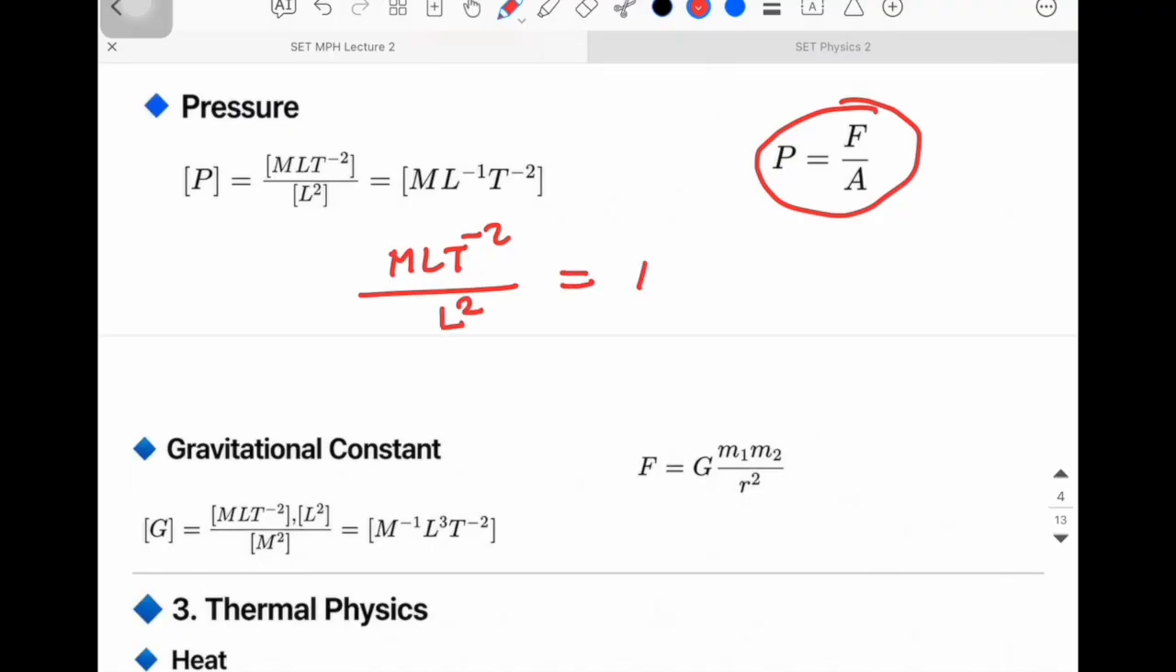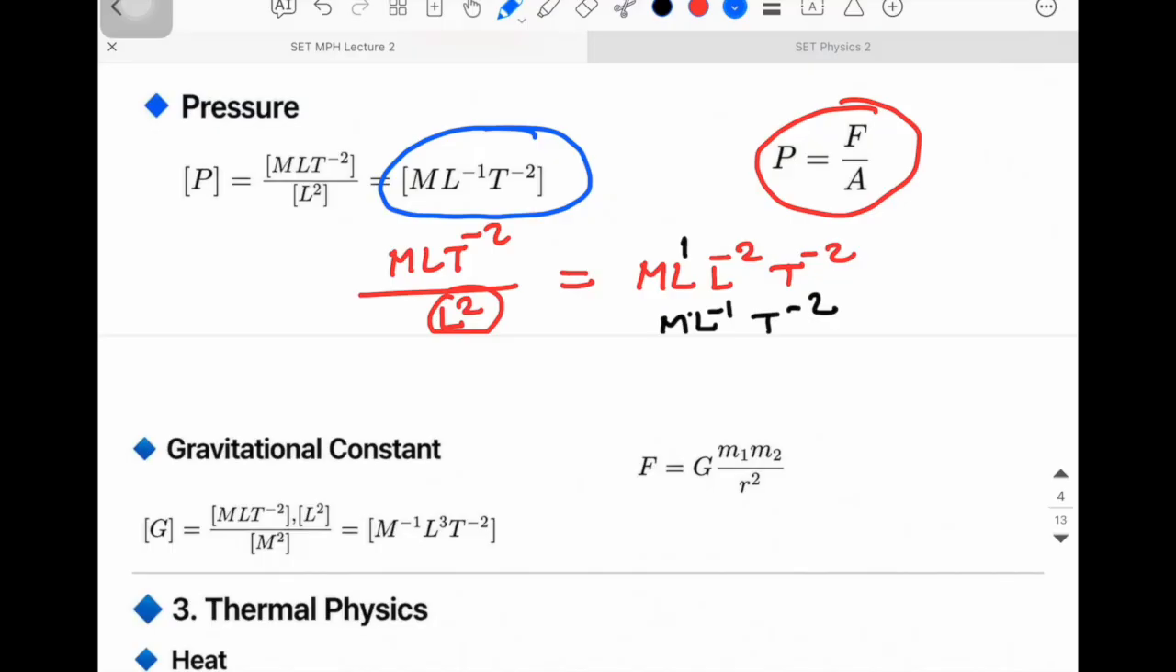So this becomes M L, and here we have denominator L power 2. When it comes to the numerator, it becomes L power minus 2, into t power minus 2. So this becomes M, L to the power 1 minus 2, that is minus 1. M L raised to minus 1 t power minus 2. So that is the dimension of pressure.